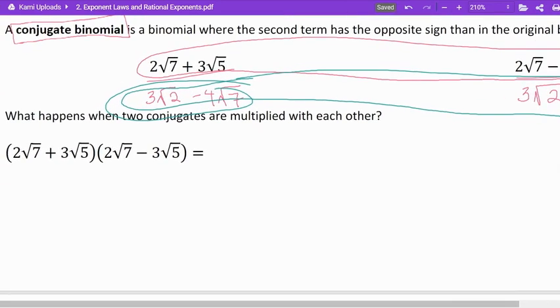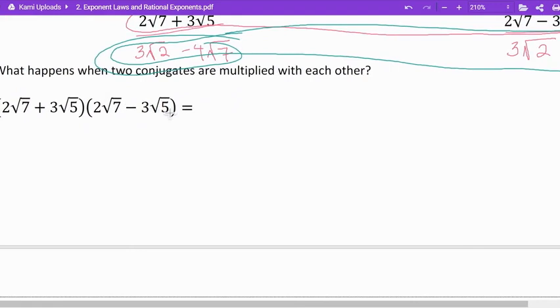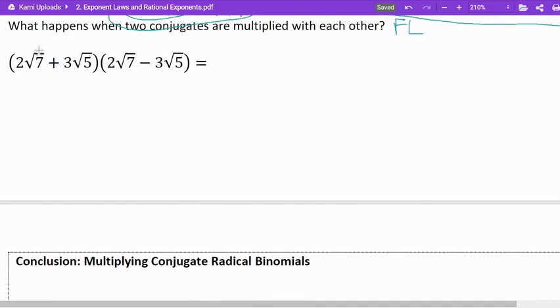So what happens when two conjugates are multiplied with each other? Any guesses? I think it's like a squared minus c squared. Yeah, remember the FOIL rule that I just love? I wonder if it's going to be like the FOIL rule. Well, let's see. Let's multiply these two binomials. I get 2 root 7 times 2 root 7. Well, that's 4. Now, folks, instead of saying root 49, I'm just going to say root 7 times root 7 is 7.